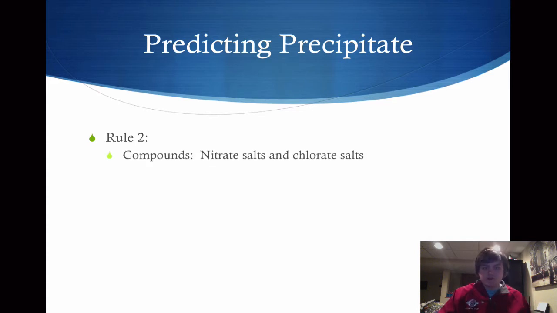Rule number 2. The compounds that we're interested in are nitrate salts and chlorate salts. They are generally soluble. We're looking at the anions for this case; nitrate and chlorate are anions. These are typically soluble, and there are very few exceptions for these. Nothing worth noting in this case.